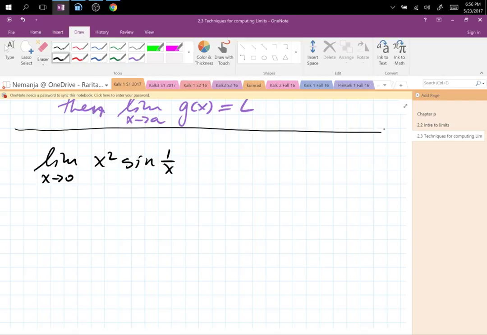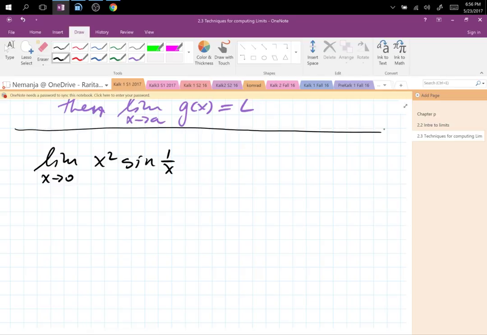You have 1 divided by 0. How much is that? Right? 1 divided by 0. And then you take sine of that, and you multiply it by 0. Wow, amazing, right? How do we solve these problems?